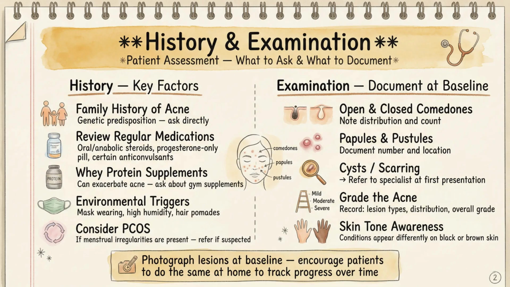Now, on examination, document 3 things clearly at baseline: the types of lesions present, their distribution, and the grade: mild, moderate, or severe. Look for open and closed comedones, look for papules and pustules, and importantly, look for cysts and scarring. Because if these are present at first presentation, referral to a specialist is needed immediately. One final and important clinical note: skin conditions can appear differently on black or brown skin. Make sure your assessment accounts for this.